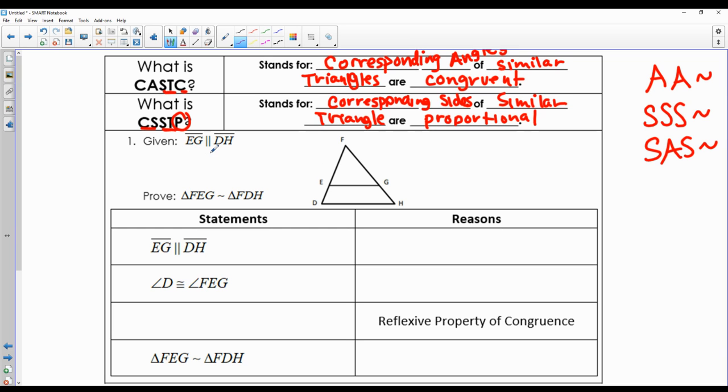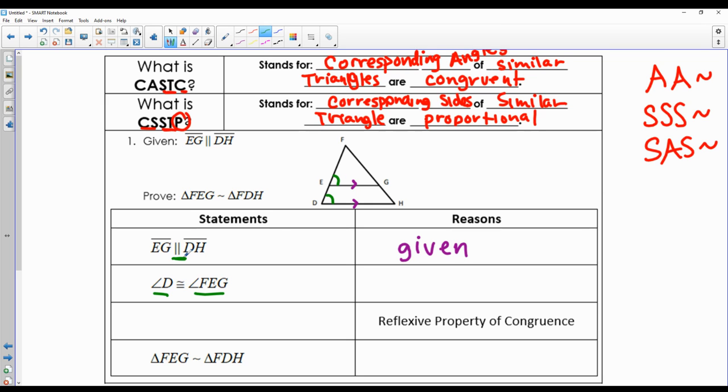They told us that EG, this line right here, is parallel to DH. All right, we're going to go ahead and just write down that given right there. That's what they gave us, that those 2 lines are parallel. Now, please note, again, parallel lines do not tell us anything about the sides. They're only going to tell us about angles. So the next thing that they went on to say is that angle D right here is going to be congruent to angle FEG. So FEG, which is this angle right there.